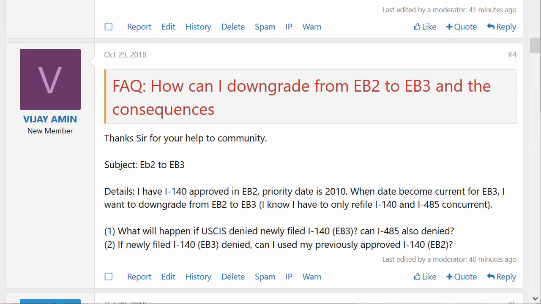So normally an EB3 denial in a successorship case can be a problem only if it reveals some problems either with the structure of the earlier filing or with the documentation about the successorship. So it's a difficult case to give you an opinion on, but that's how it works. So company takeover, file I-140, gets approved, file 485 or file both together.